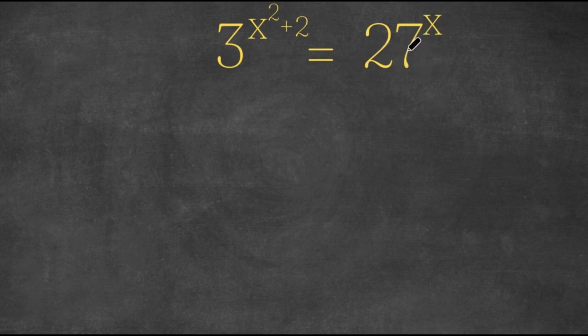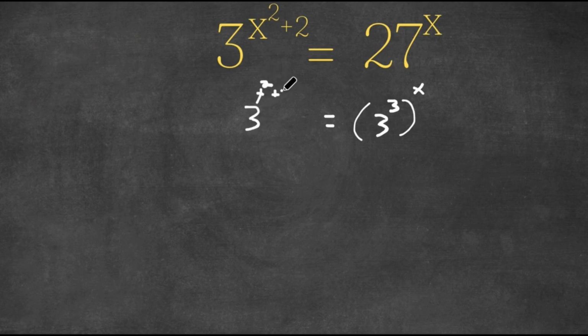Now what I'm first going to do is replace 27 with 3 to the power of 3, because remember, 27 is 3 to the power of 3. And we are powering this with x. So we have 3 to the power of 3 to the power of x equals 3 to the power of x squared plus 2.